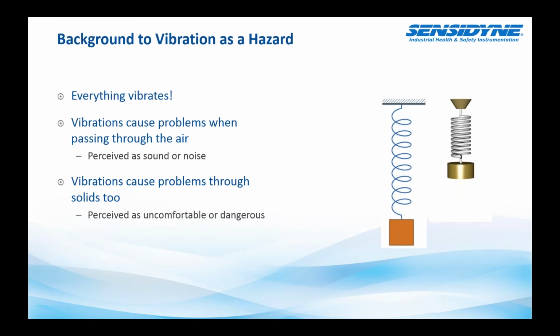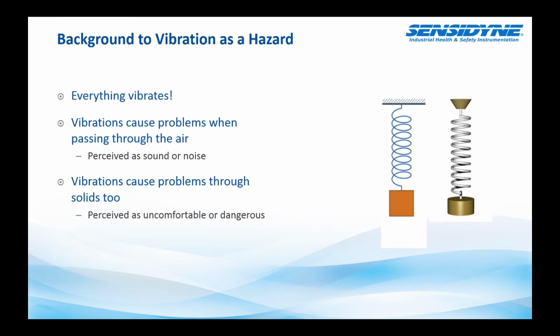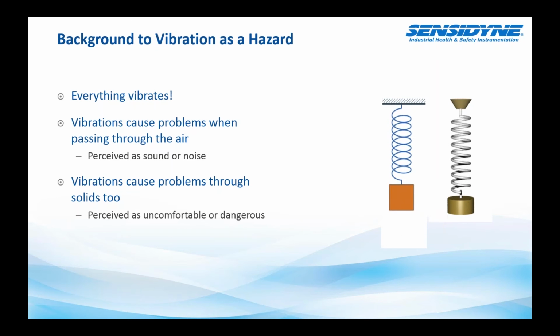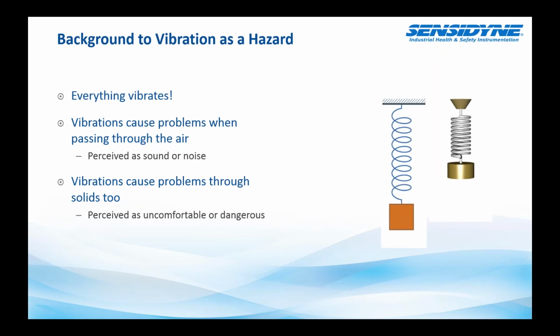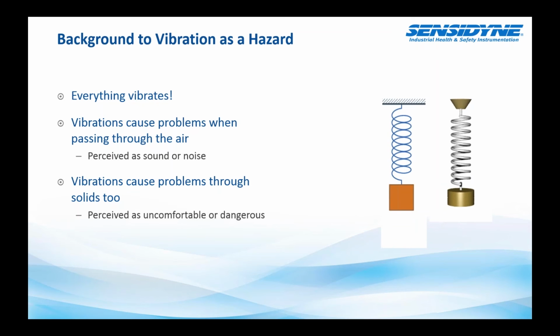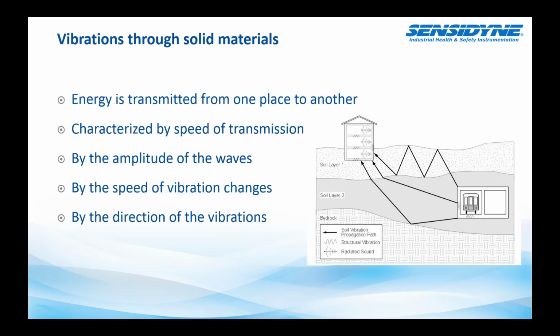As far as vibration through solid materials, this is a typical example. Could be work going on the ground, or as we see here, a subway passing close to somebody's house. The vibration comes through and affects a particular building, and we'll see how all of that happens. So it's basically the transmission of energy from a source to a receiver, and again, very similar to sound. Distance plays an effect. We have to consider the speed of transmission, the amplitude of these vibration waves traveling through the solid that we're thinking about. We have the speed of vibration changes, and of course the direction that the vibration travels in.